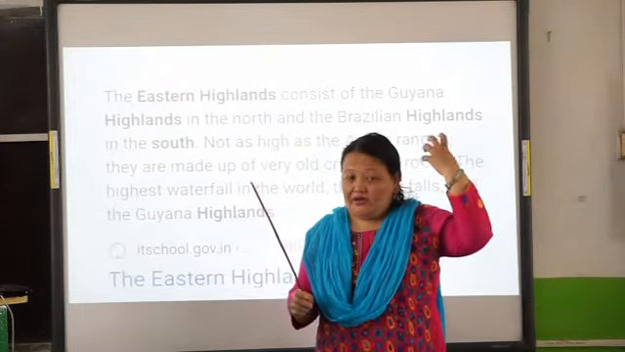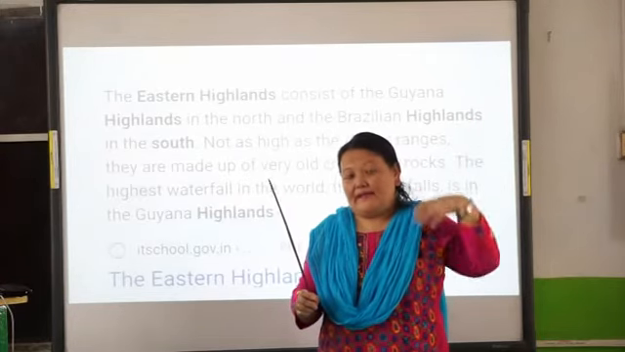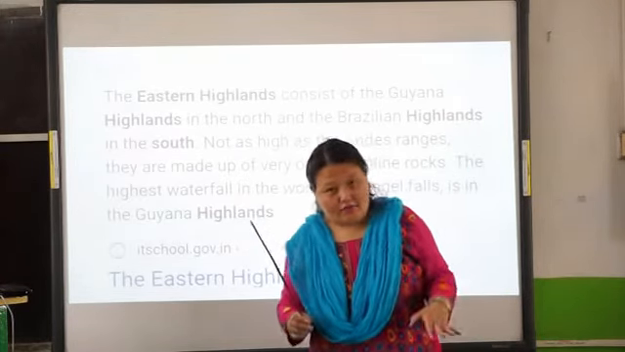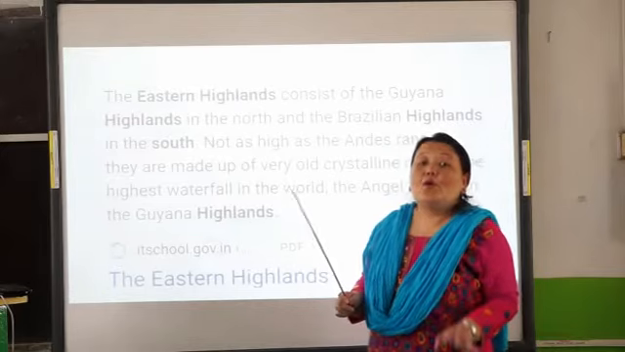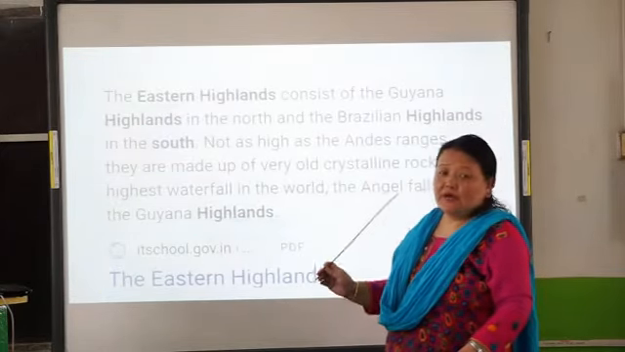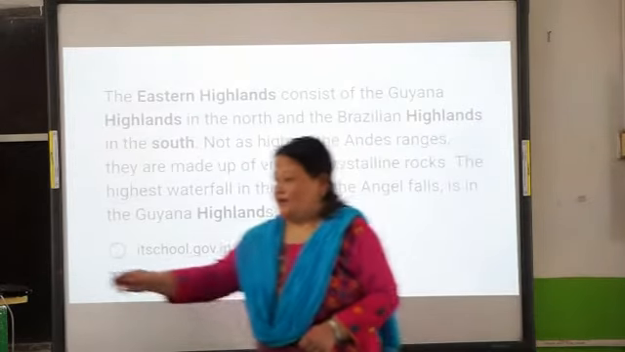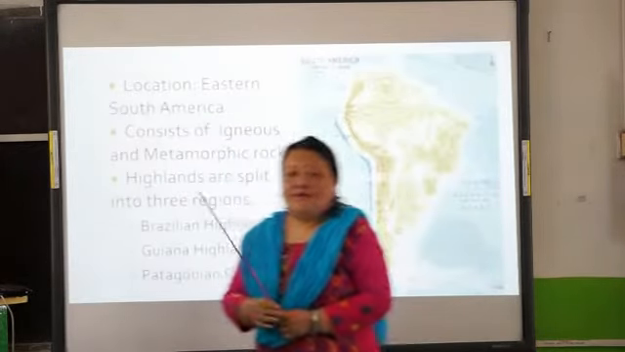It is divided into two: the Guiana Highlands in the north and the Brazilian Highlands in the south. These are mainly made up of old crystalline rocks. And one of the highest waterfalls in the world, the Angel Falls, is also found in the Guiana Highlands. This is how your Angel Falls looks.